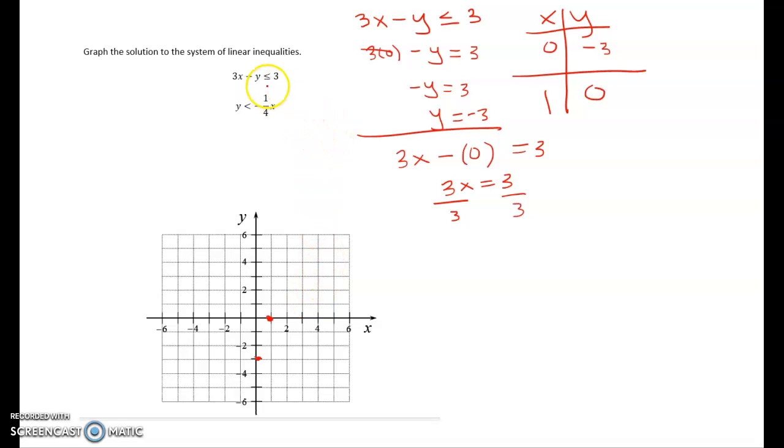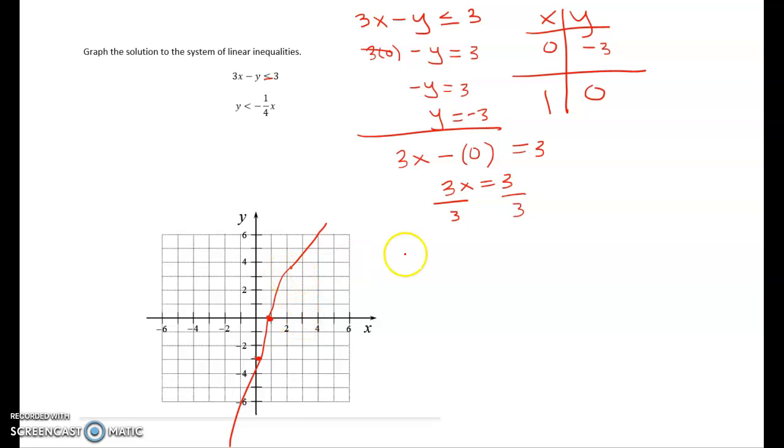Okay, now we need to consider our inequality. Because it's an inequality, we need to decide, is this line going to be dotted or solid? Well, because this one has an equal to underneath, that tells us this line is going to be solid. I sure have a hard time drawing straight lines on the computer. So we're going to be about like that.